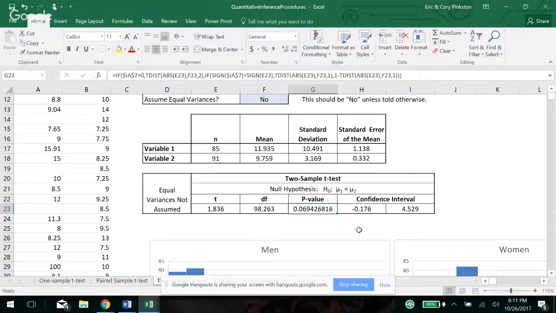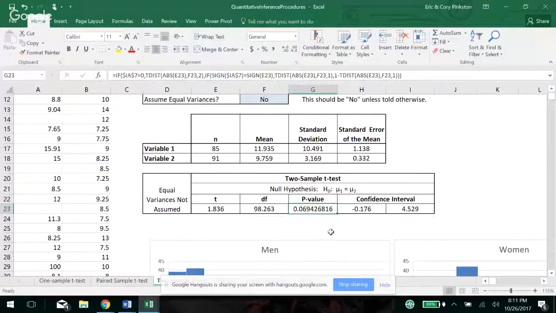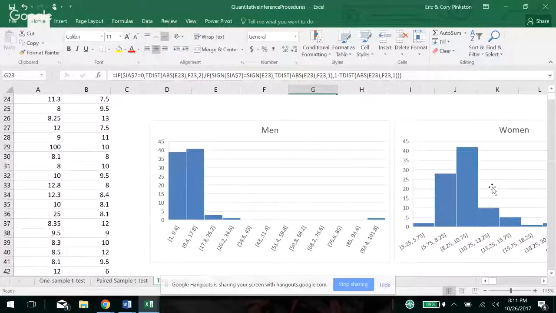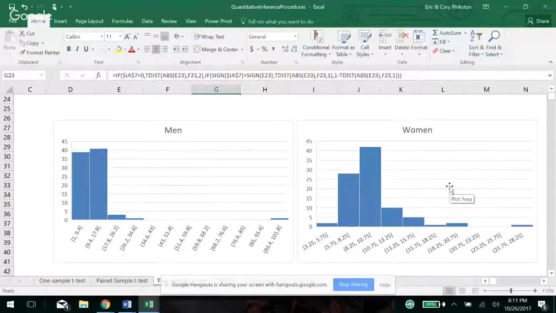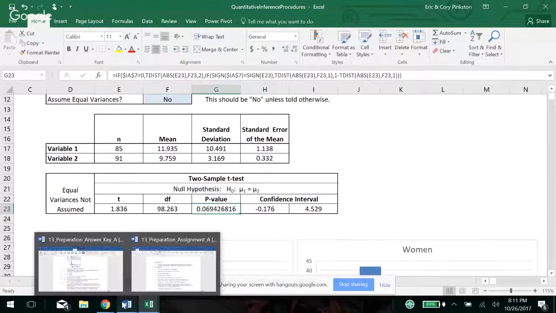But I don't know if I changed the confidence interval in mine. What do you mean? No, it's okay, I was confused. Oh, and then this is the graph. These are the two graphs. What other questions are there?